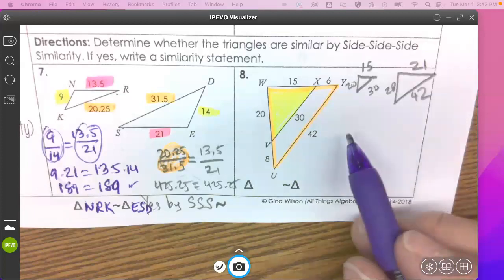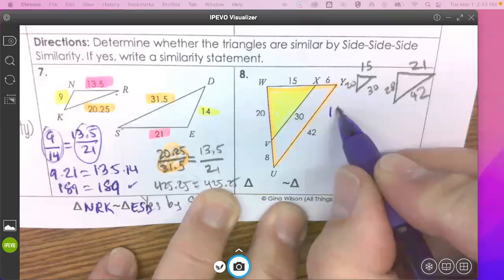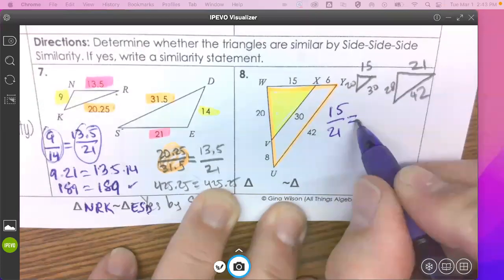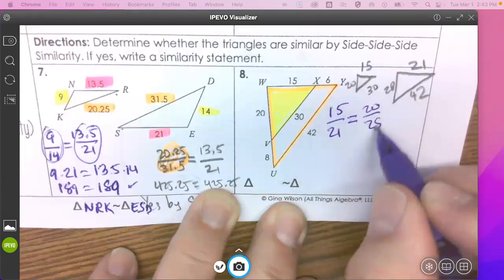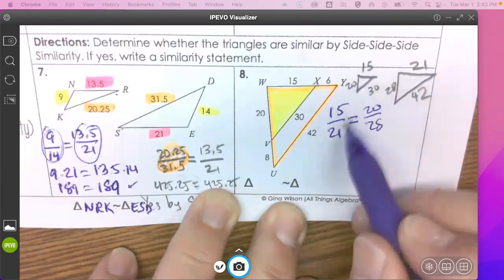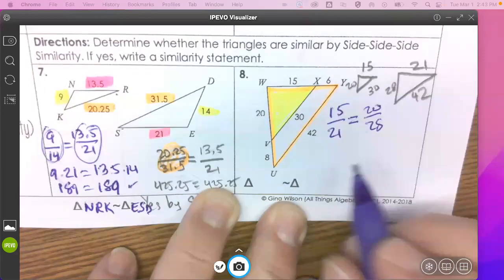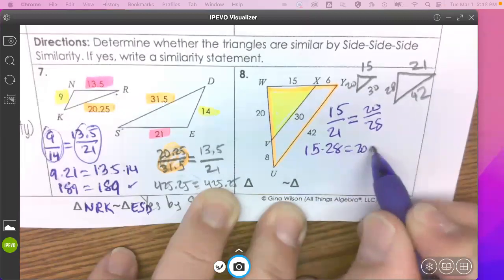All right, can somebody help me set up the first proportion? 15 over 21 equals 20 over 28. Okay, I've got it set up to be small triangle over big triangle. That looks good. So I'm going to multiply those. I'm going to get 15 times 28 equals 20 times 21.